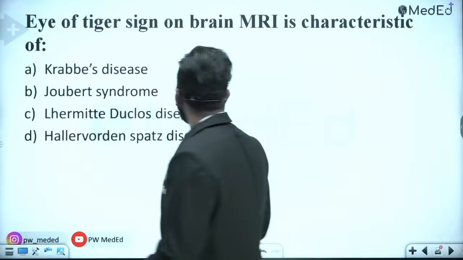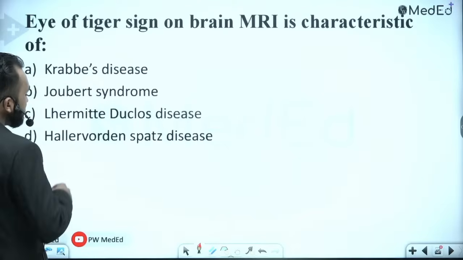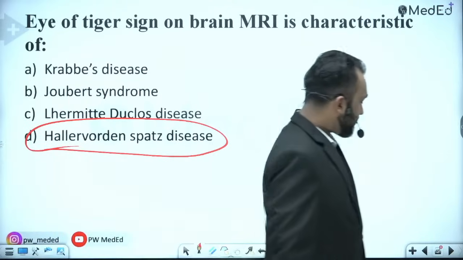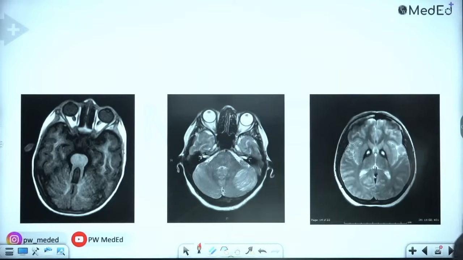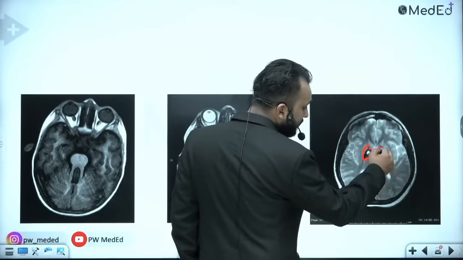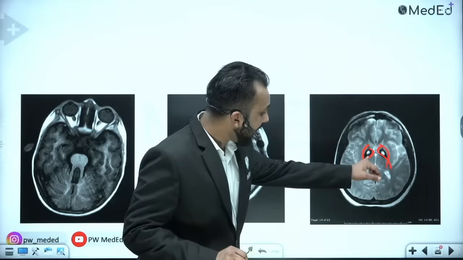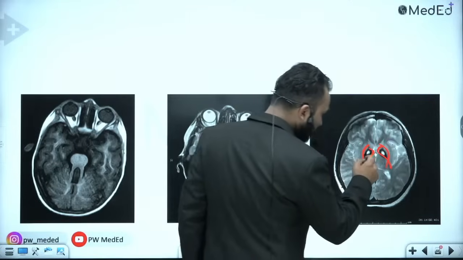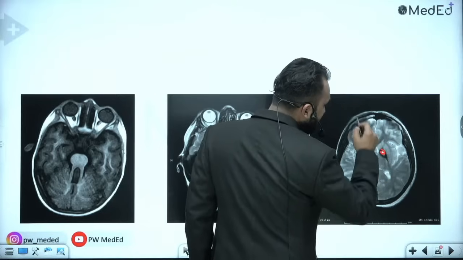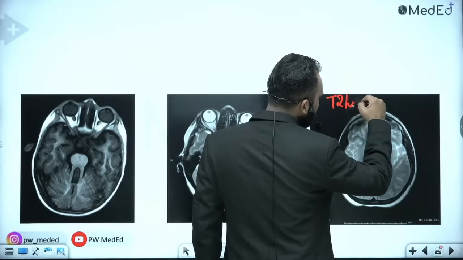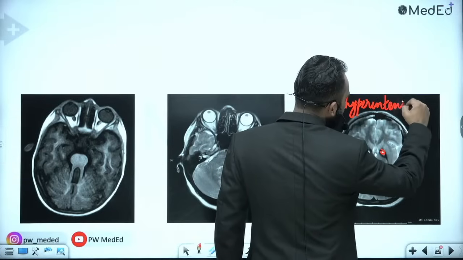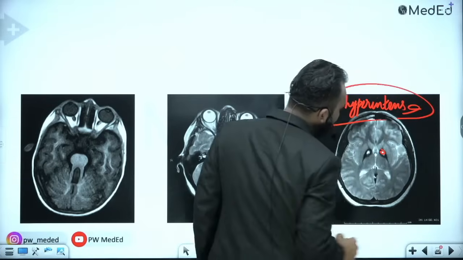Krabbe disease. Eye of tiger sign on MRI brain is characteristic of Hallervorden-Spatz disease, in which your globus pallidus will appear hypointense. There will be areas of gliosis within it, which will appear T2 hyperintense, and this will give a sign that is known as eye of tiger appearance.